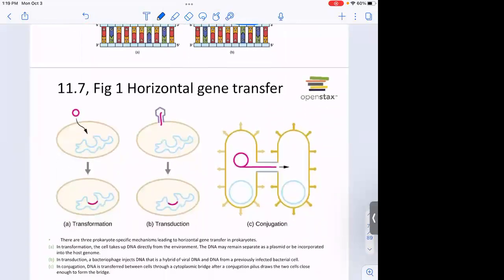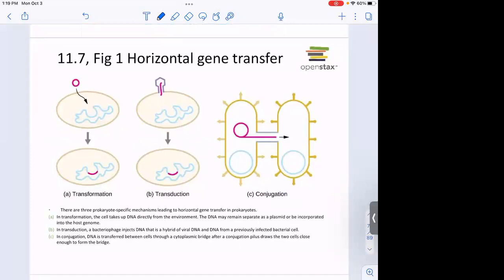All right, so that's where I want to draw the line. On the exam, there will be a couple questions about mutation or repair, but not anything from now on, okay?